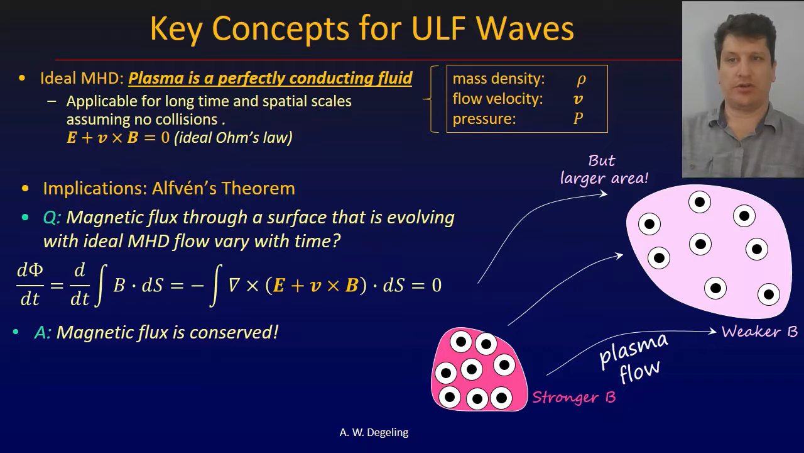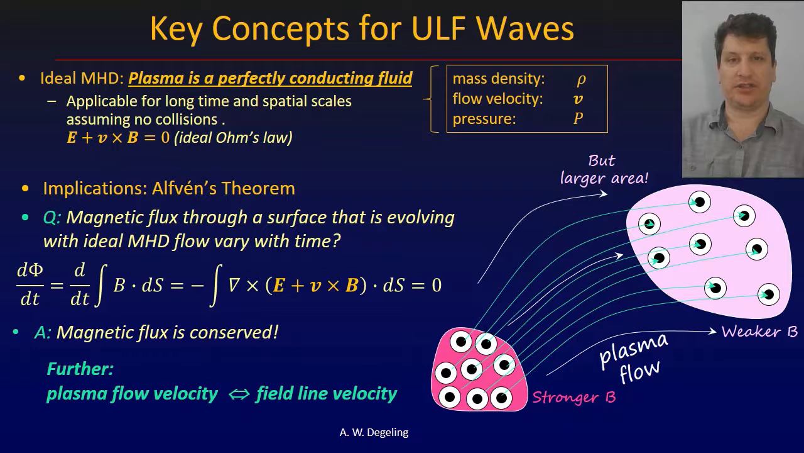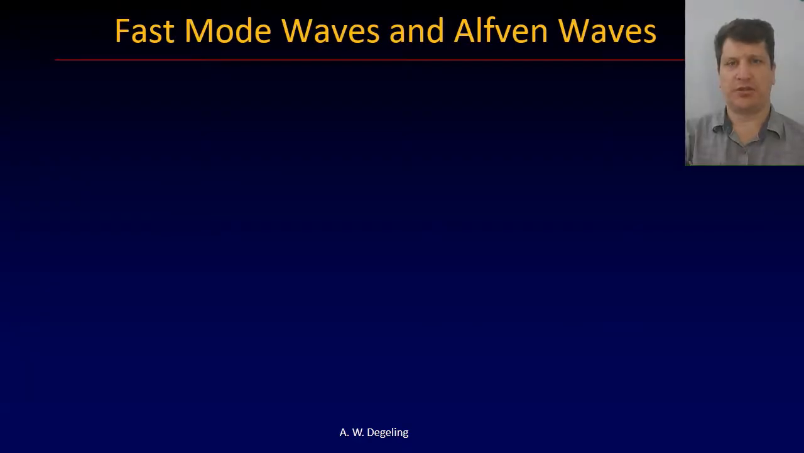Further, it can be shown that the plasma flow velocity can be taken as the field line velocity. This is useful for interpreting the plasma motion and understanding how waves are generated. To consider waves, we need to work out what generates the restoring force. For this, we need the fluid equation of motion.